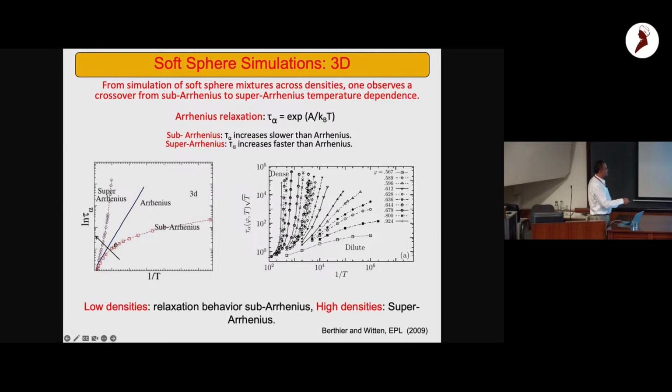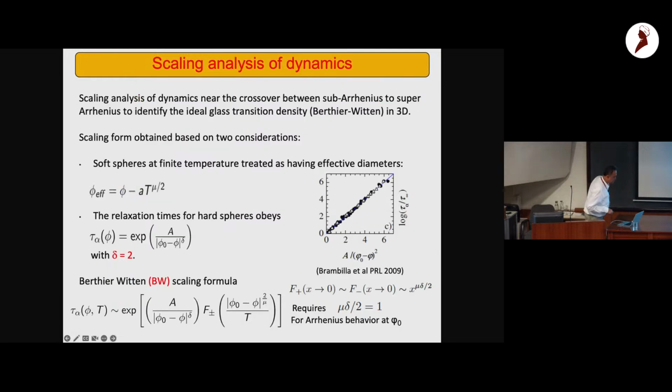So if you look at the raw data, this is what you see. This is inverse temperature, and this is relaxation times with the square root of T scaling. And you see that at low densities, you have sub-Arrhenius behavior, and at high densities, you have super-Arrhenius behavior. And you can actually do a scaling analysis to collapse onto 2 branches, one sub-Arrhenius, one super-Arrhenius, as follows.